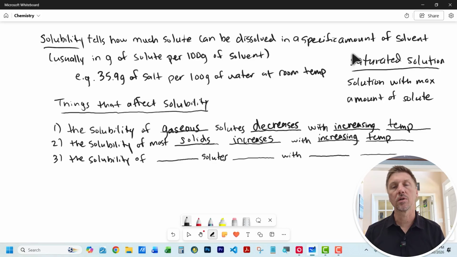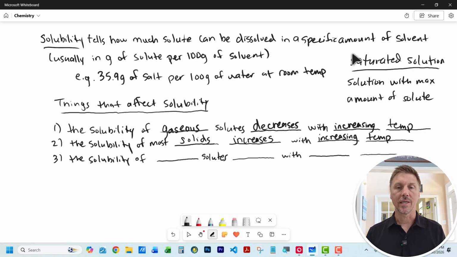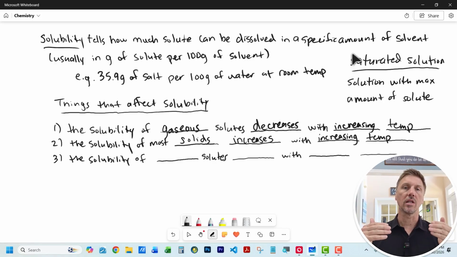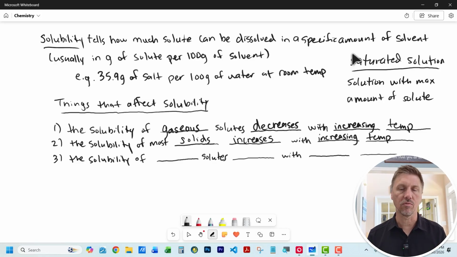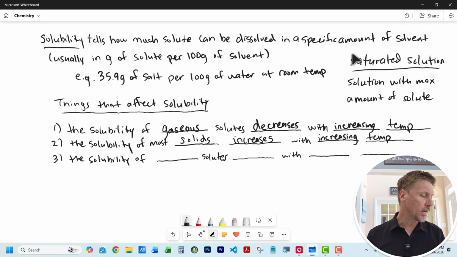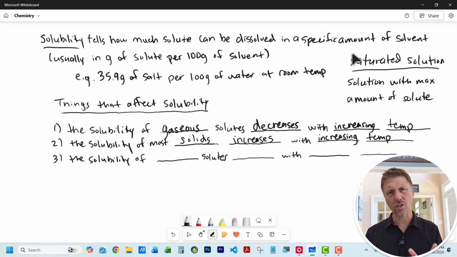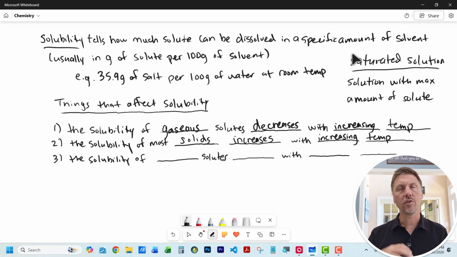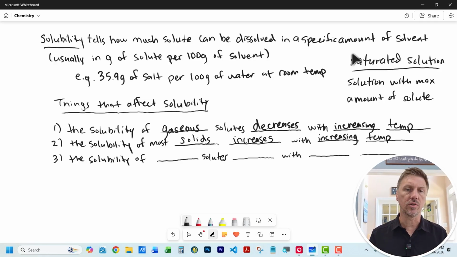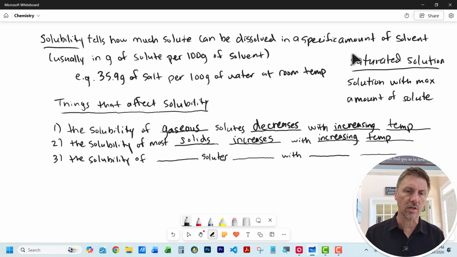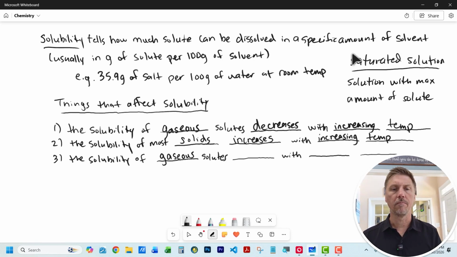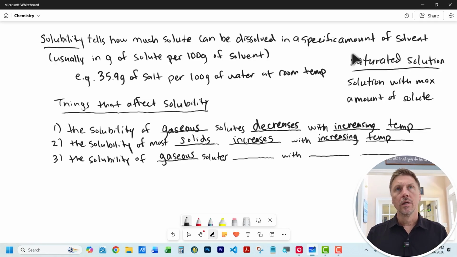And the reason why is because as temperature increases, gaseous solutes, their solubility decreases, all right? It's going to be easier for that gas to escape if the temperature has increased, all right? So the opposite of what we have with solids. And then finally, this last one, again, a soft drink is a good way to think about this. Whenever you have a gas dissolved into a liquid, so we're talking about the solubility of gaseous solutes in this third thing that affects solubility.